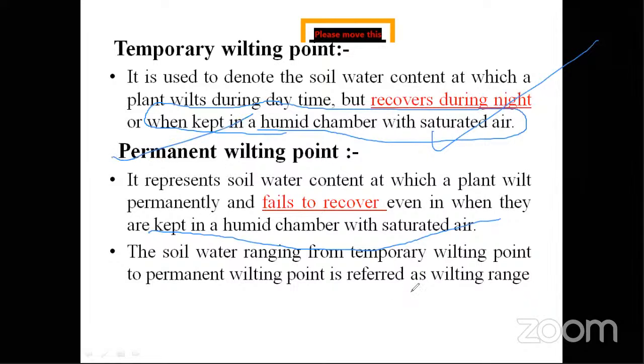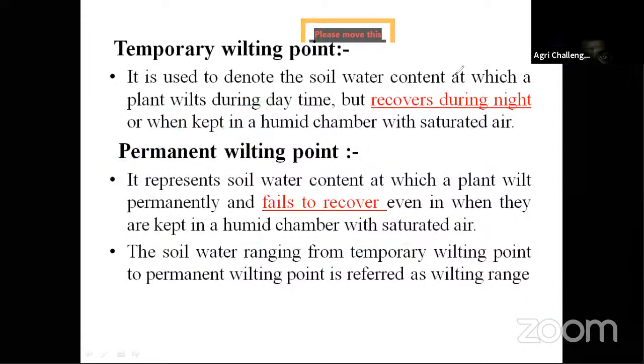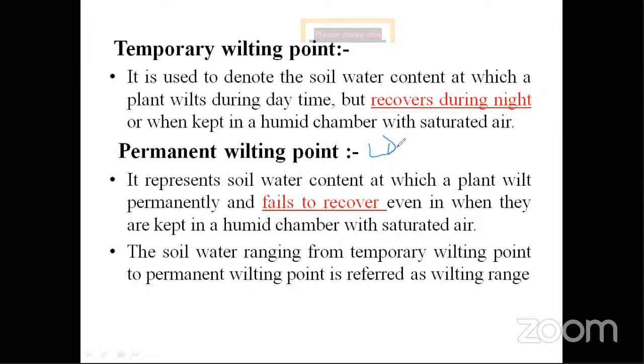This permanent wilting point is the lower limit of available soil moisture. The soil water ranging from temporary wilting point to permanent wilting point is generally known as wilting range. It is present at the range of minus 15 bars for permanent wilting point.